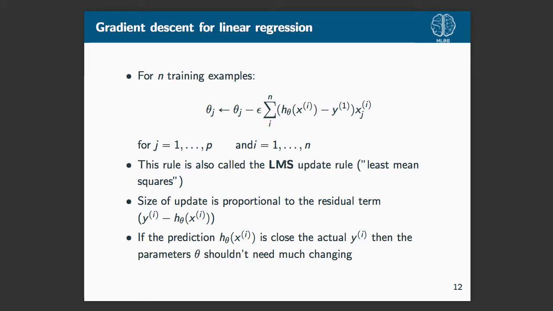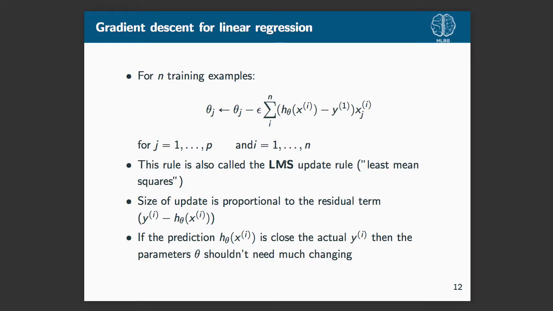So in general, if I have p predictor variables, I have p thetas, or I guess p plus 1, for theta naught, and n training points. So now I'm assuming I have n training points and p predictor variables. And this rule of updating theta in this way is called the least mean squares rule. So I'm trying to minimize the sum of squared residuals, and so the name least mean squares makes sense.